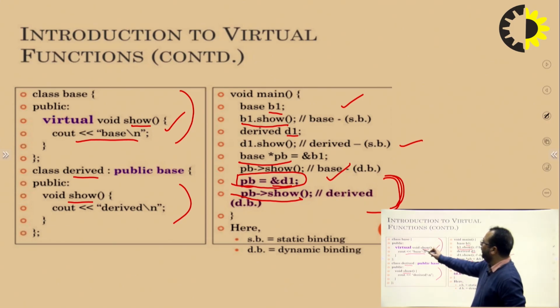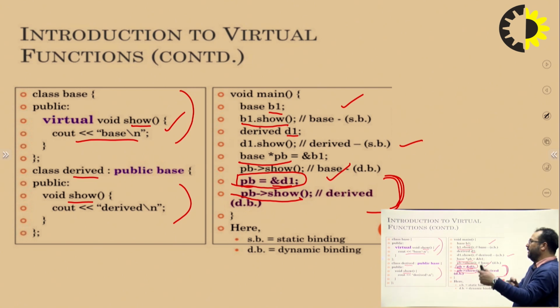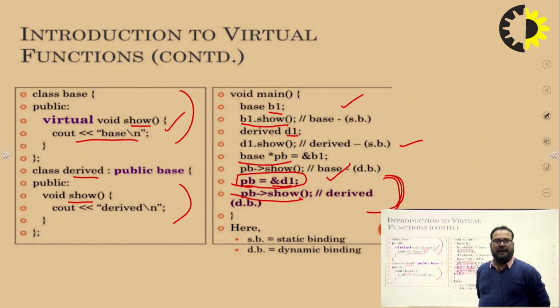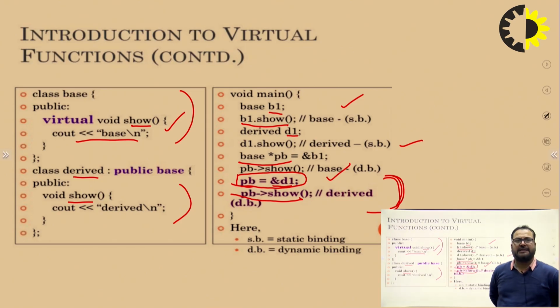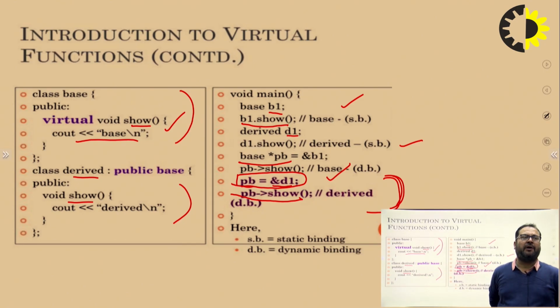Suppose we do not use this particular keyword virtual, then if we access this particular line, it will again print base. It will not print this one. So, just by writing the virtual keyword in a base class, we can redefine it here, and we are simply executing the function of the derived class.